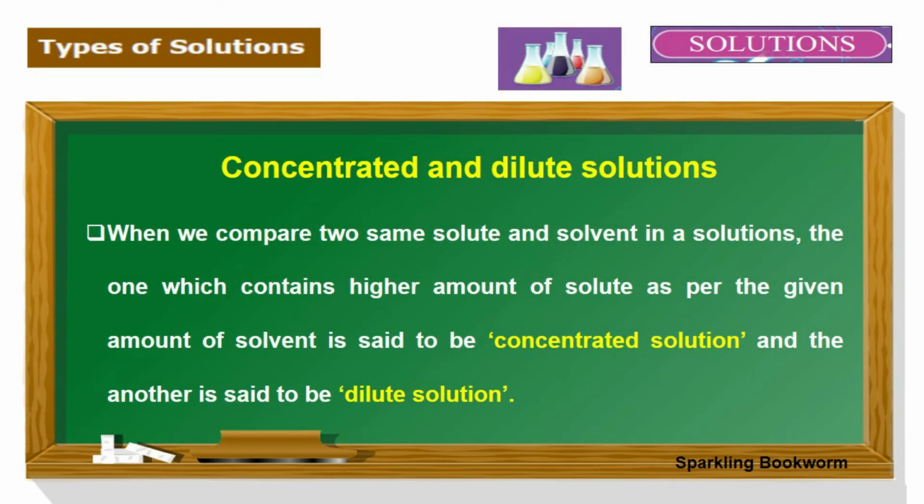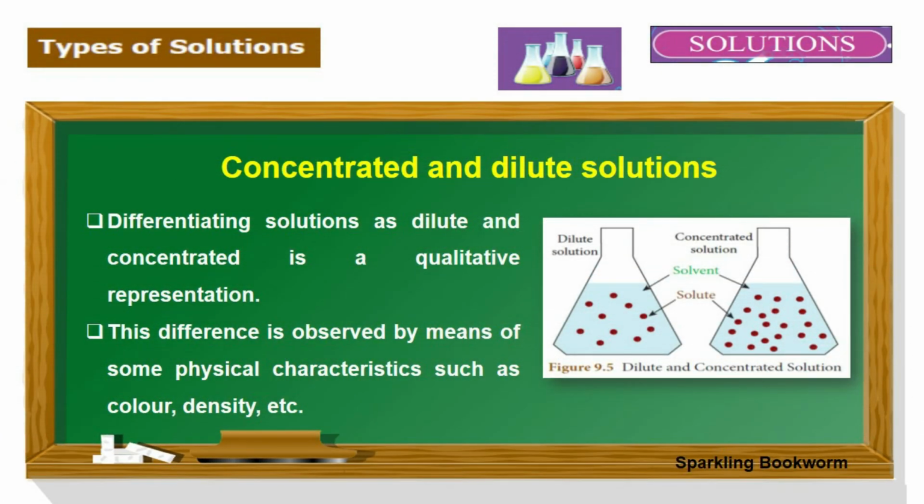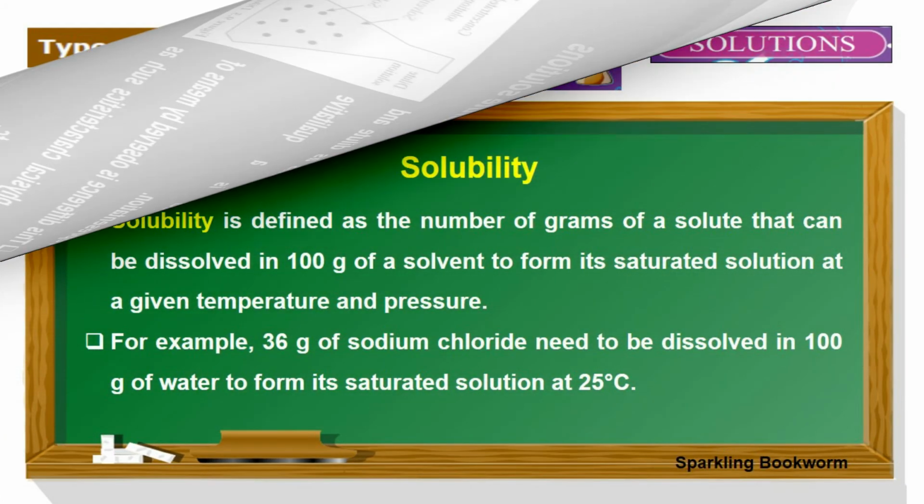Concentrated and dilute solutions. When we compare two solutions of the same solute and solvent, the one which contains a higher amount of solute for the given amount of solvent is said to be concentrated solution, and the other is said to be dilute solution. Differentiating solutions as dilute and concentrated is a qualitative representation. This difference is observed by means of some physical characteristics such as color, density, etc.